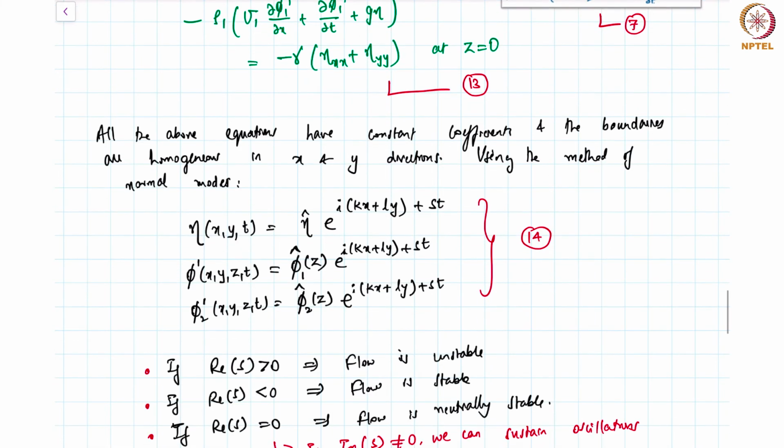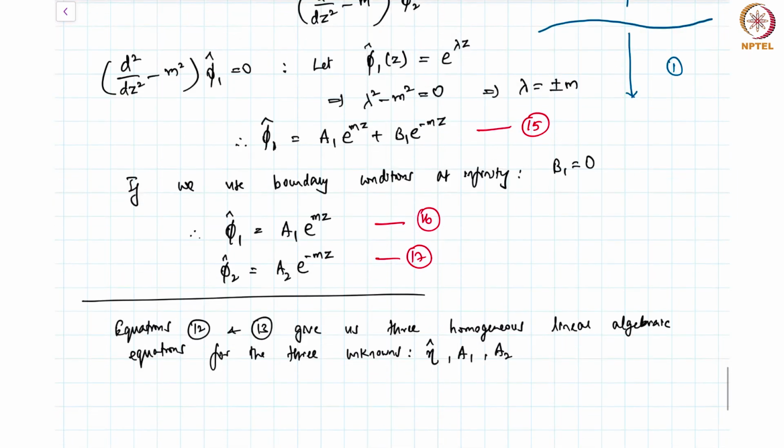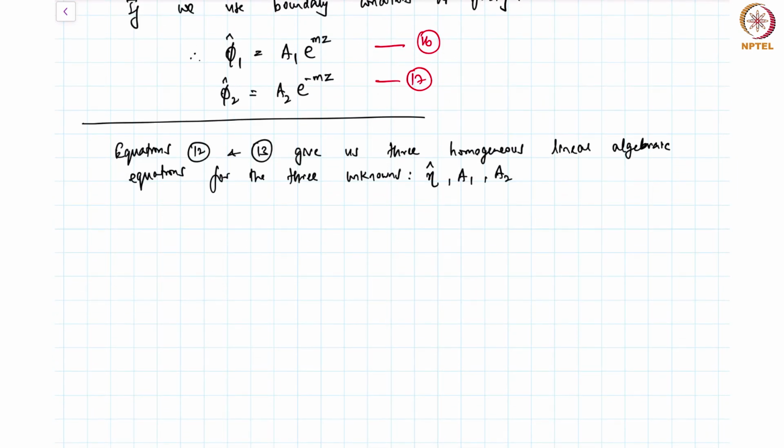And once I get the value of S, the three conditions that I have here, that is whether the real part of S is greater than 0, less than 0 or equal to 0, tell us something about the stability of the problem. Now, we have three equations for three unknowns. Let's quickly do the analysis using equation 12.